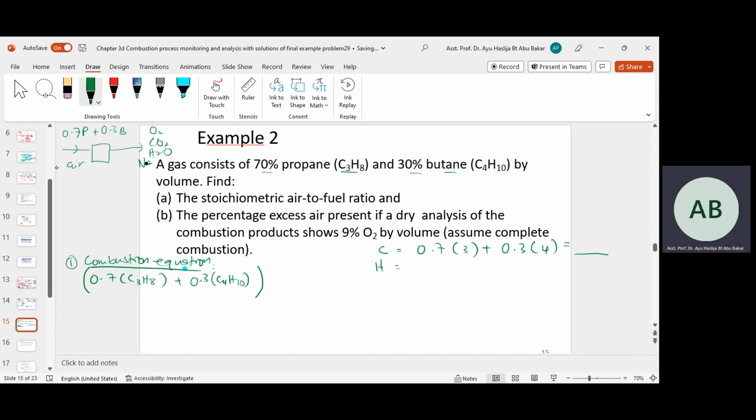For H, the same thing. Find out the H from propane, which is only 70%, plus 30% from the butane. So you will get one value of the H. So either you use this kind of formula, or you directly find one formula of CH, for the new fuel.